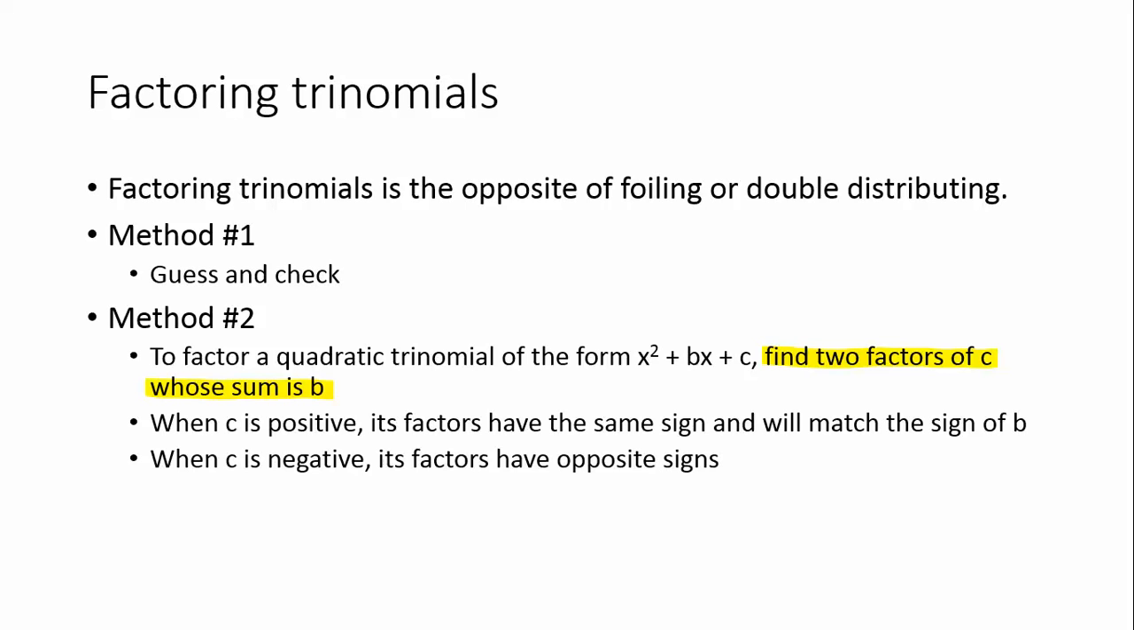Then 2 other important pieces to remember is that if the c is positive, the factors are going to have the same sign, and they'll match the sign on b. The other option is c is negative, and when c is negative, the factors are going to have opposite signs. So one will be positive and one will be negative.